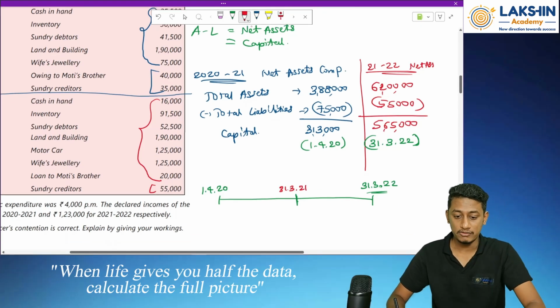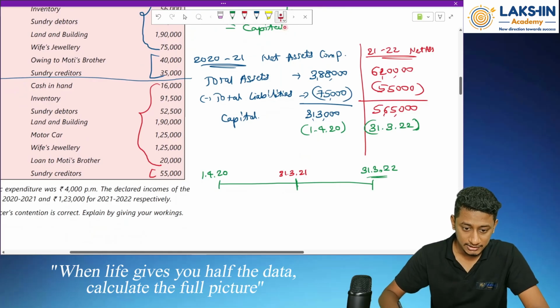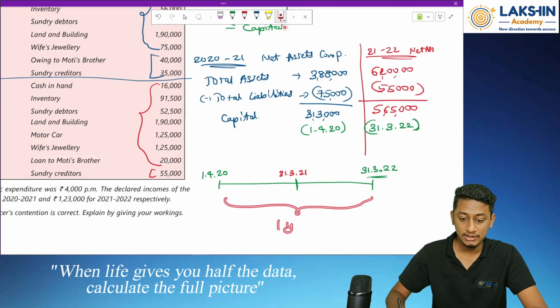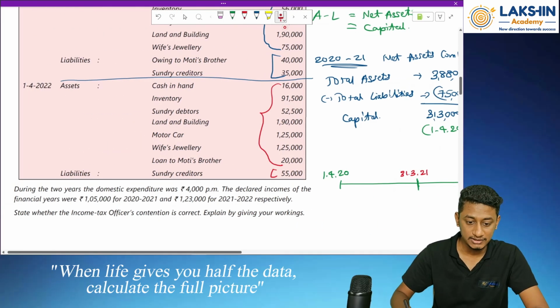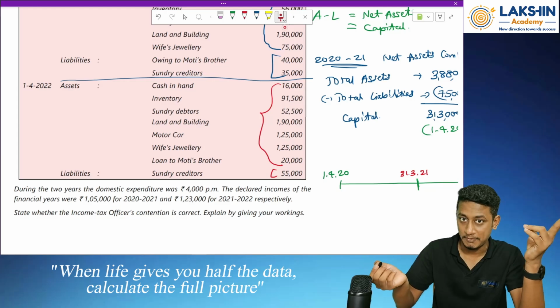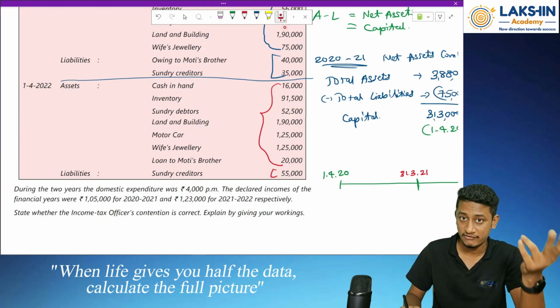Since this is given and this is given, I will take this as my opening and this as my closing. Now this whole thing will be treated as one full year for me, and I can add the profits of 2 years. To compare this with these values, I will find the profit for 2 years clubbed. I cannot bifurcate it, because I don't have enough details with me.